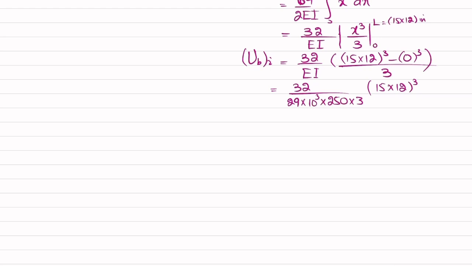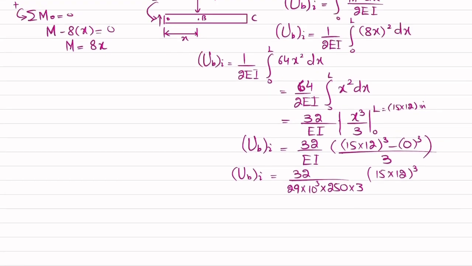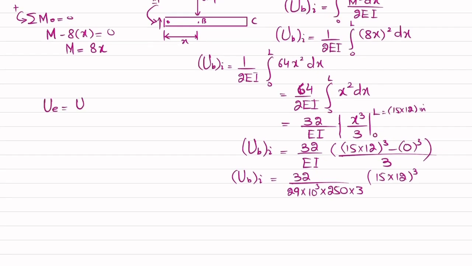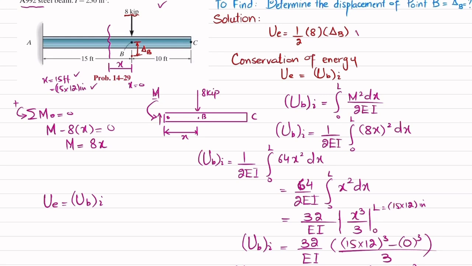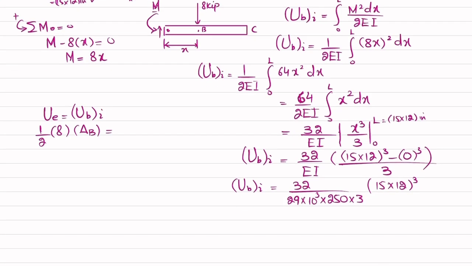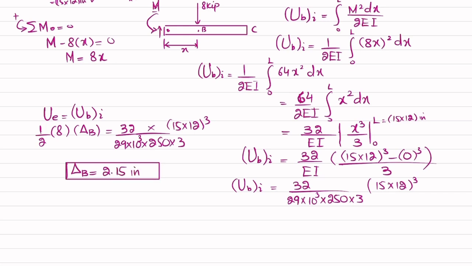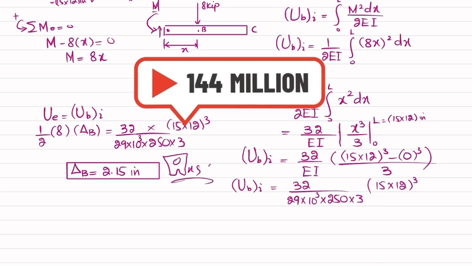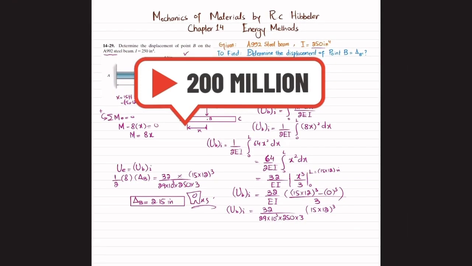So at the end, what you will get is the strain energy due to bending. Clear? Now we use conservation of energy. Ue is equal to Ub. So what is Ue? That is 1 over 2 into 8 multiplied by delta B, equal to this term: 32 divided by 29 into 10 to the power 3 multiplied by 250 multiplied by 3 multiplied by (15 multiplied by 12) whole cubed. And when you solve, delta B will come out to be 2.15 inch. So this is the vertical displacement of point B due to the applied load on this cantilever beam. And that was all about this problem 14-29.